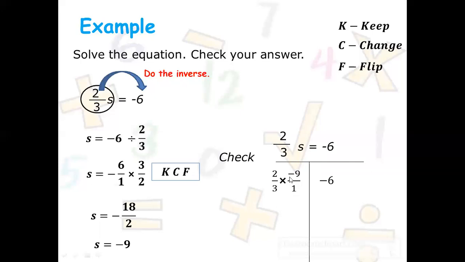2 multiplied by negative 9 will give you negative 18. 3 ones will give you a 3. And then the other side should have negative 6. Is negative 18 divided by 3 going to give you a negative 6? Yes, it will. Because you know, it's like dividing 18 by 3. So that will give you a 6. And then the negative sign is there. So the answer should have a negative sign as well.